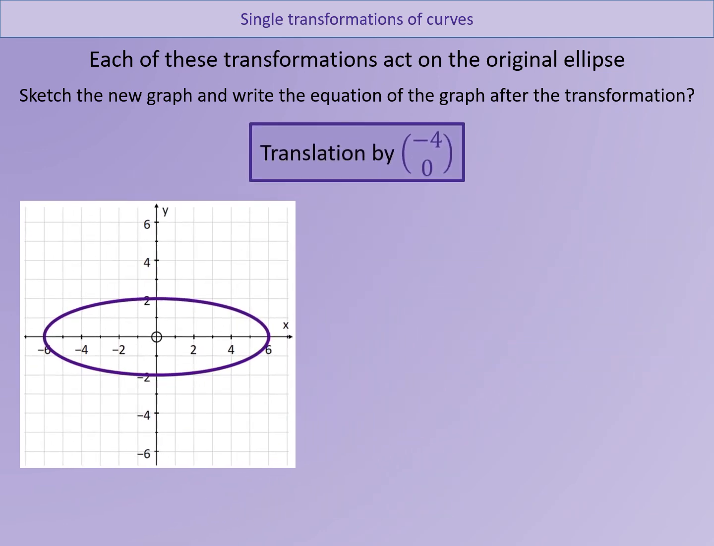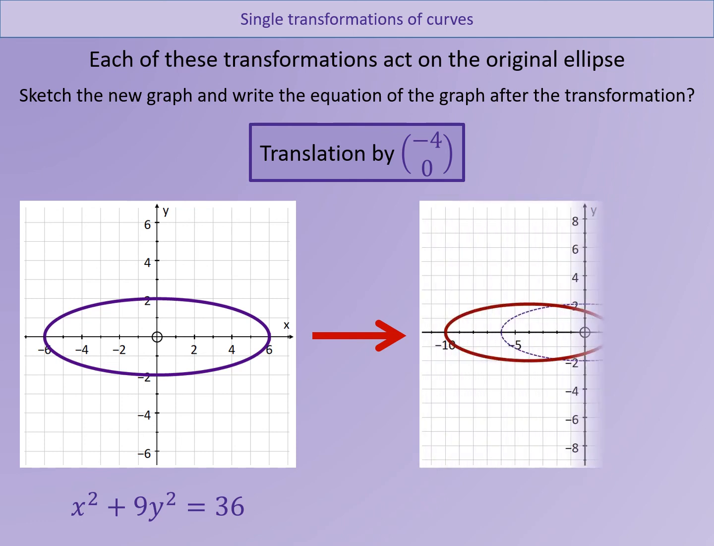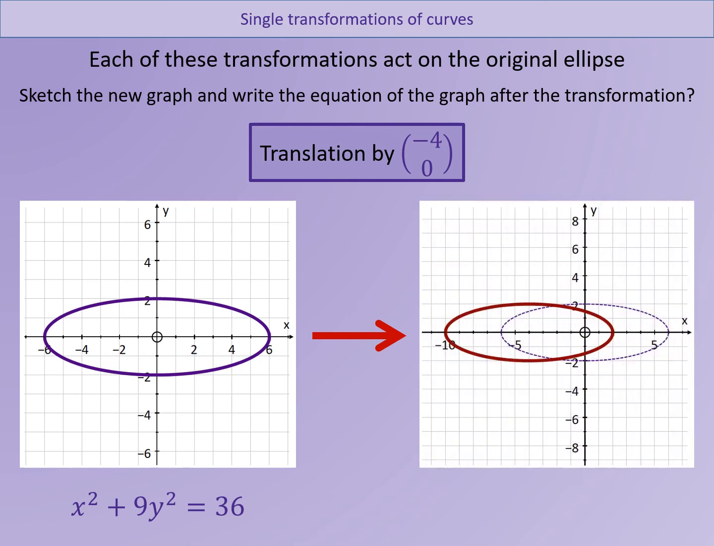Finally, we're going to translate by (minus 4, 0). This means translating 4 units to the left. We can find the new equation by replacing x with x plus 4.